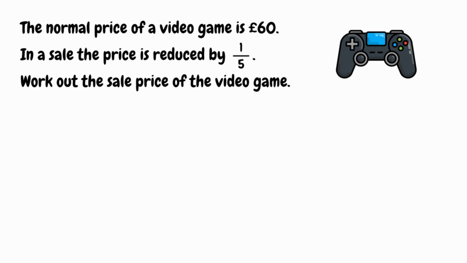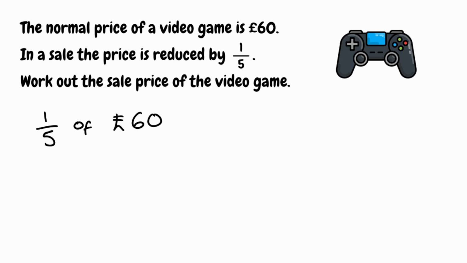Okay, so in today's video, we're going to take a look at questions involving finding fractional increase and decrease. For this first example, we have that the normal price of a video game is £60. In a sale, the price is reduced by 1/5. Work out the sale price of the video game. To start with, we actually want to figure out a fraction of an amount. We want to figure out what 1/5 of that £60 would actually be.